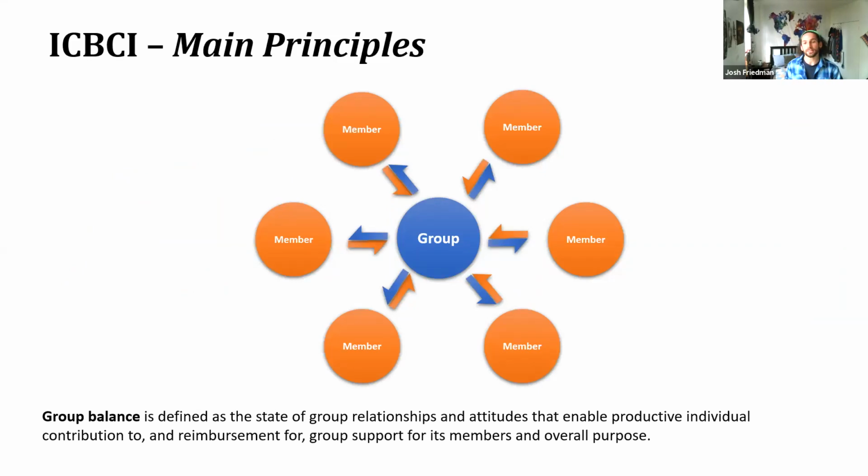I define it as the state of group relationships and attitudes that enable productive individual contribution to, and reimbursement for, group support for its members and the overall purpose of that group. For example, the group's purpose may be, we're in a geometry class and we need to teach a geometry thing. Each of those members, the students and the teacher, should be able to both contribute and get reimbursed for their contribution to the group. Right? That's the state of balance.